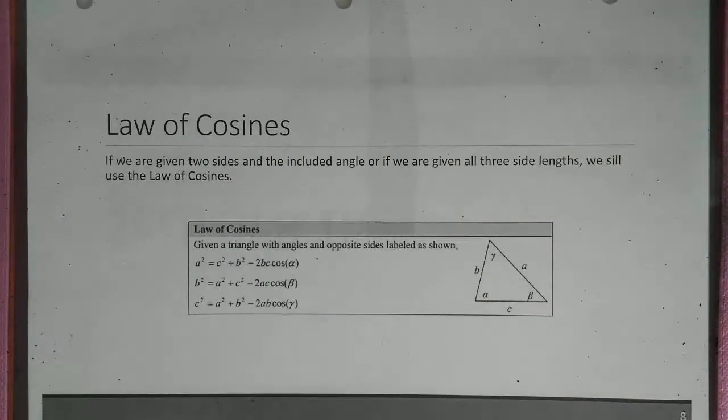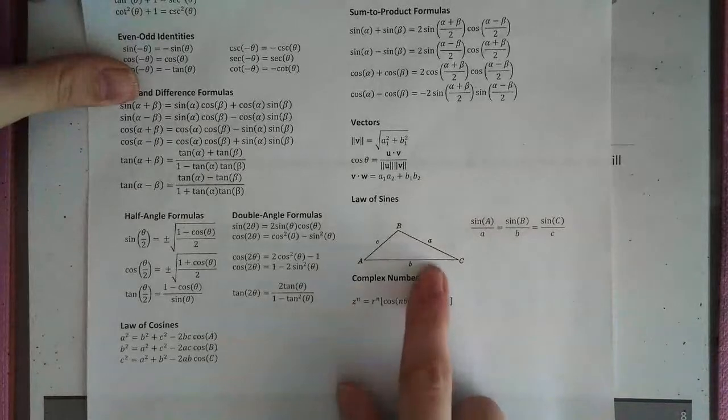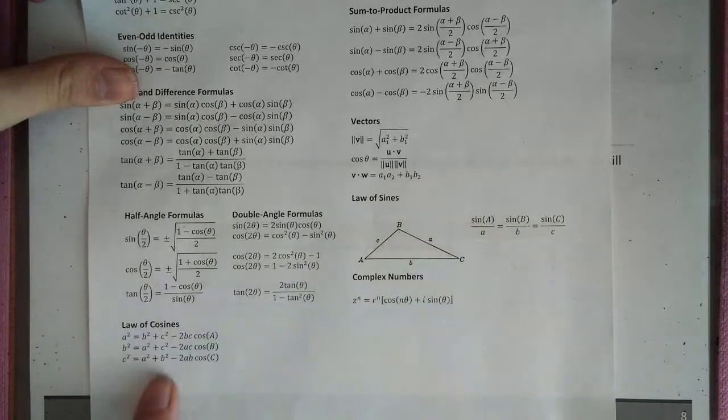I'd like to note that both the law of sines and the law of cosines are on your formula sheet. The law of sines is up here. Just note that they use capital A instead of alpha for the angle. Same with the law of cosines.